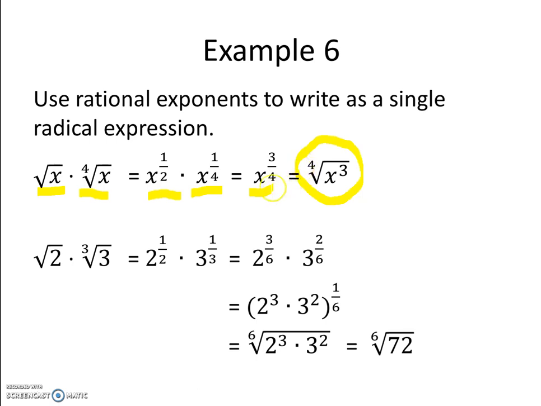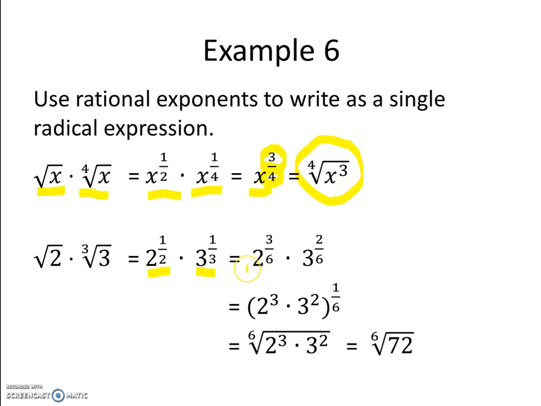Again, remembering that this is the root in the denominator, and this is what we're doing to the stuff. So that's how we got x cubed, and the root is on the bottom, so we have the 4th root of x cubed. The second example is the square root of 2 times the cube root of 3. The square root of 2 can be written as 2 to the 1/2. The cube root of 3 is 3 to the 1/3.